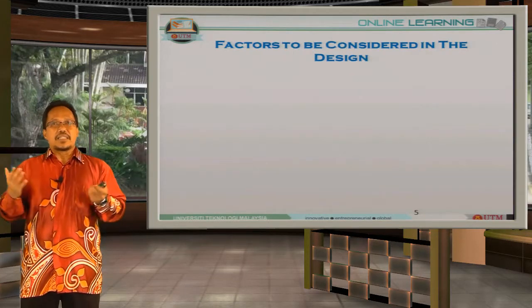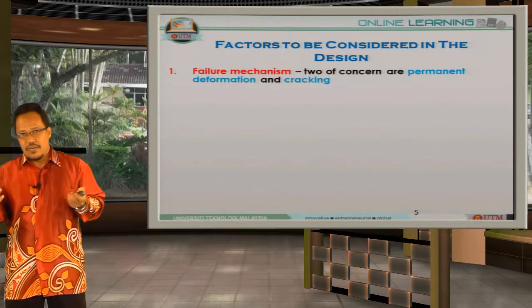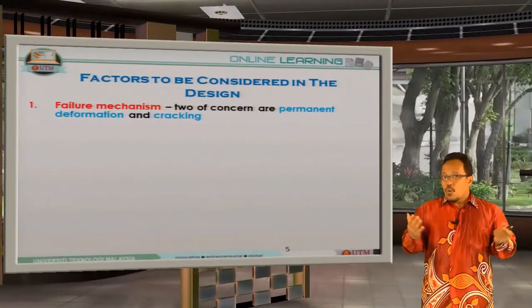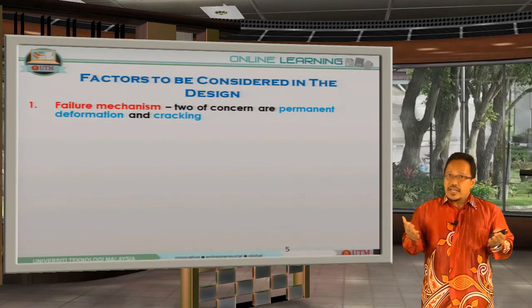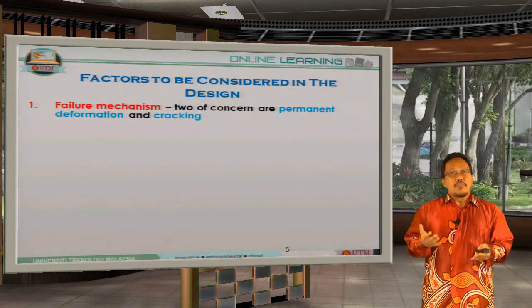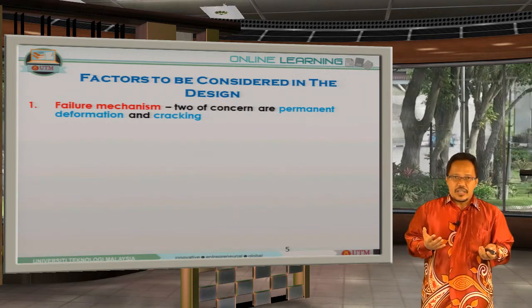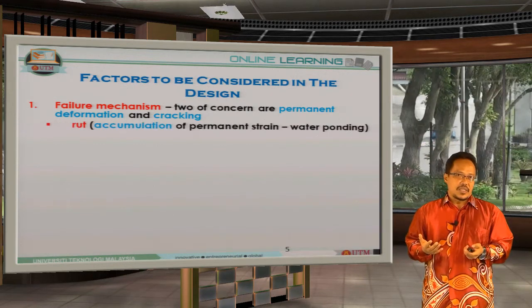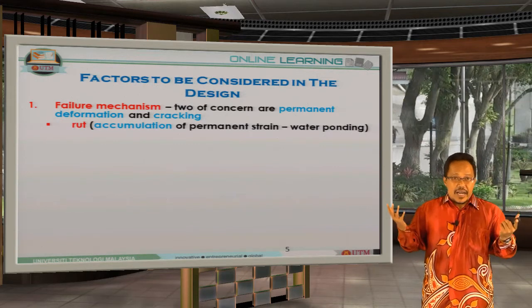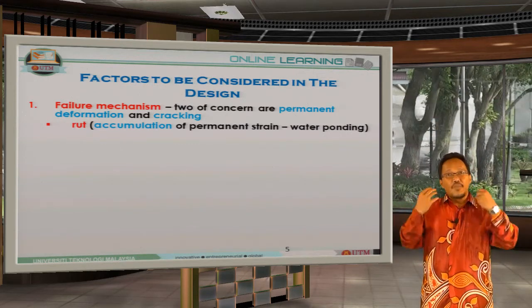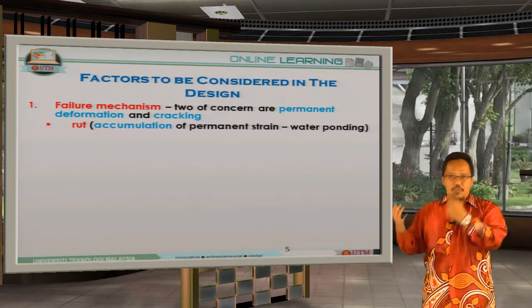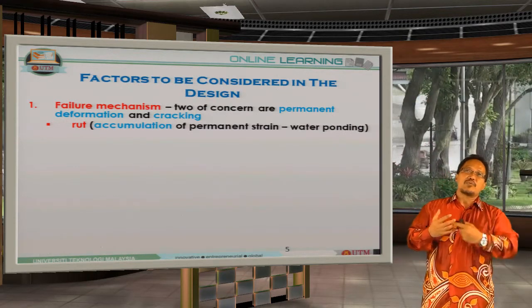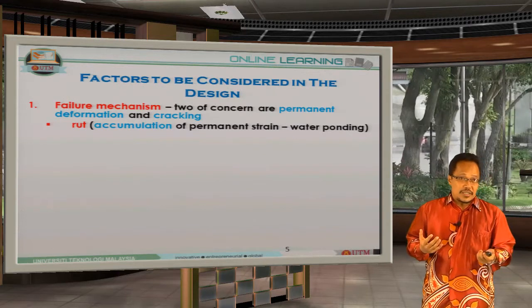Next, factors to be considered in the design. First, the failure mechanism. When do we say our pavement fails? There are two of concern, which are permanent deformation and cracking. What is permanent deformation? Simply rut. What is rut? It is accumulation of permanent strain, and if there is rut, the water will start to pond on the surface and it will endanger the road user.